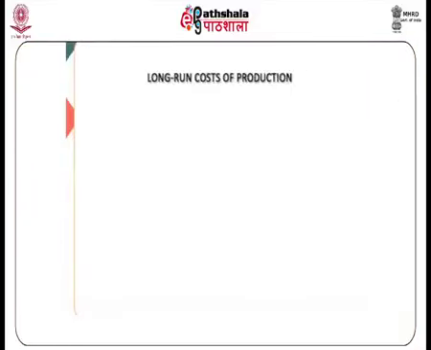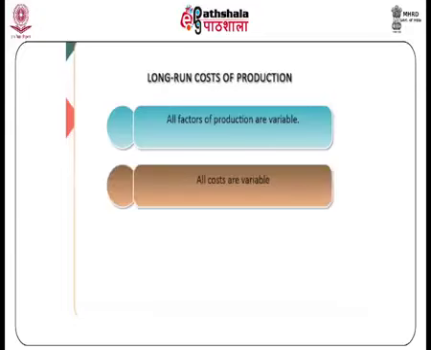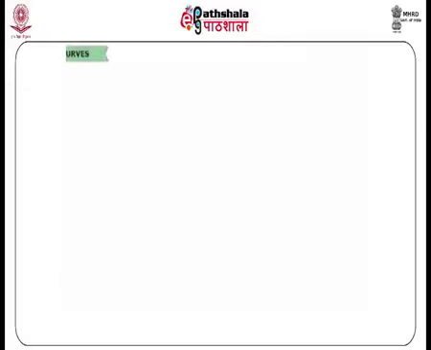In the long run, all factors of production are variable. All costs are variable costs. The firm can alter the size and scale of the plant to meet the changed market conditions. Therefore, long-run cost functions are not identical with short-run, and in the long run, we have the long-run average cost curve and the long-run marginal cost curve. Let us now understand how the LAC curve is derived from SAC curves.